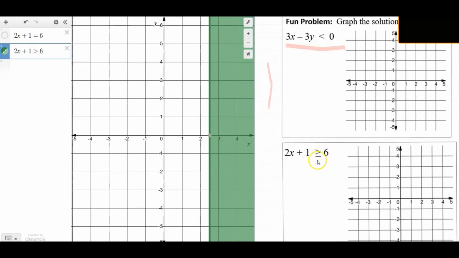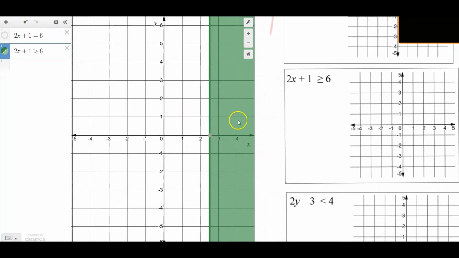In this case, for this problem, the inequality symbol does have the equal to part, so the points on the boundary line are part of the solution, so we can graph it. We graph it like our normal lines. Then we do some cool math to see on which side we should shade. We do the math, and it looks like we shade to the right.